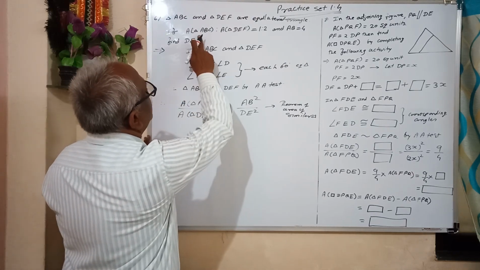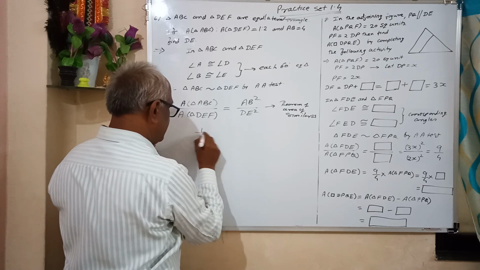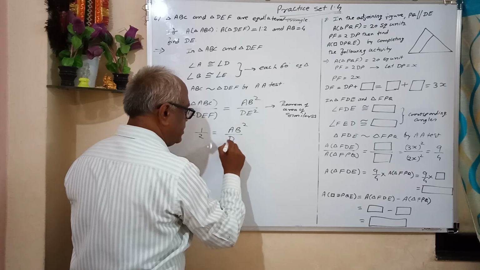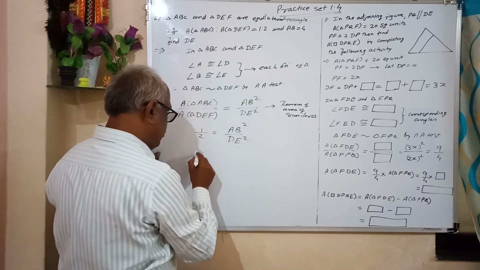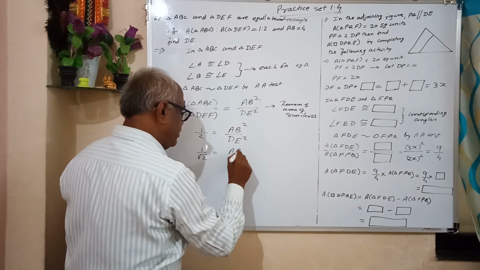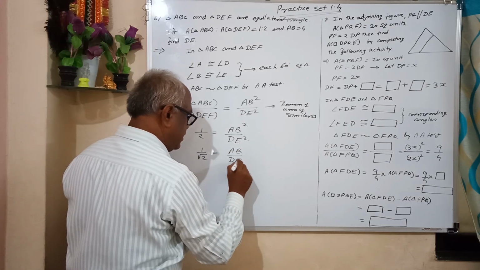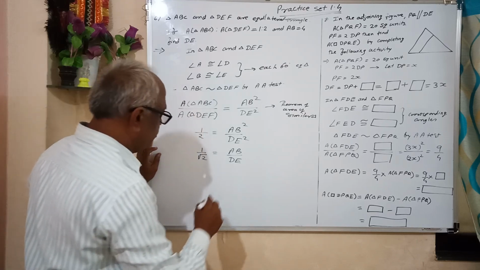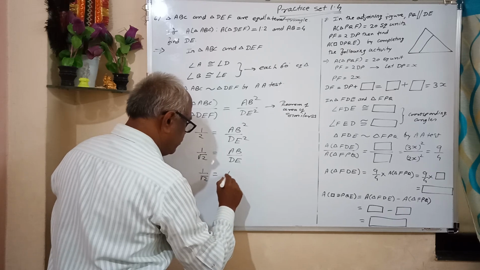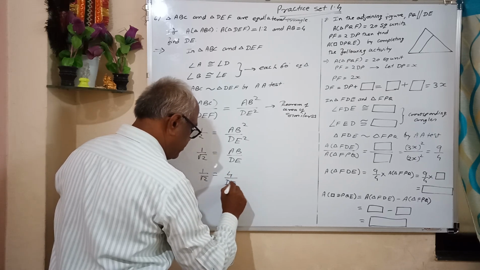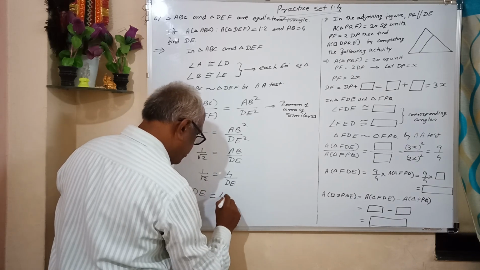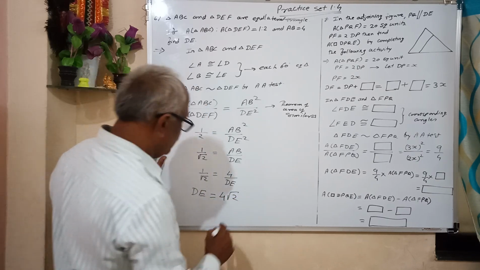Now the area ratio is given, that is 1/2 is equal to AB square upon DE square. Taking square root on both the sides, we will get that 1/√2 is equal to AB upon DE. Now AB is also given, that is 4. 1/√2 is equal to 4 upon DE. Therefore, DE is equal to 4√2 unit.